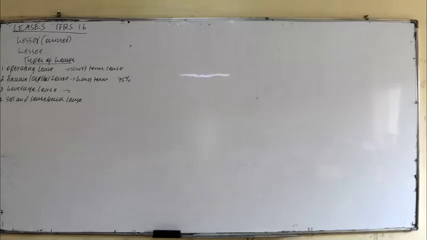Then you write an NB: the above characteristics of operating and finance leases are also notable differences between the two.